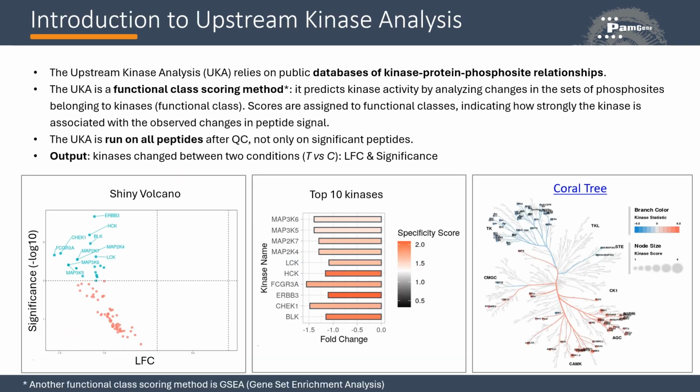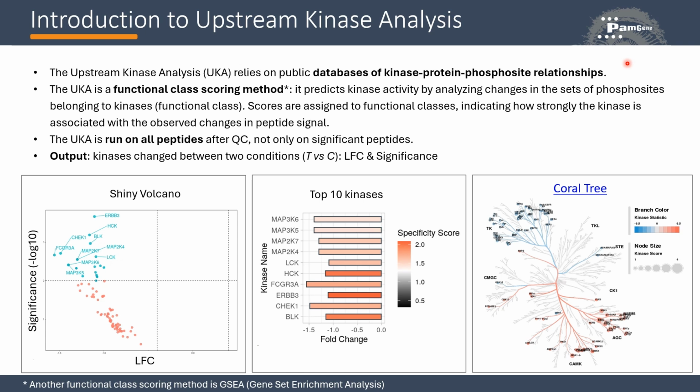Let me start by explaining the background of the Upstream Kinase Analysis. The Upstream Kinase Analysis is a functional class scoring method, meaning that to predict a kinase, it analyzes the changes in its set of phosphosites. A phosphosite set of a kinase comes from public databases of kinase protein phosphosite relationships.